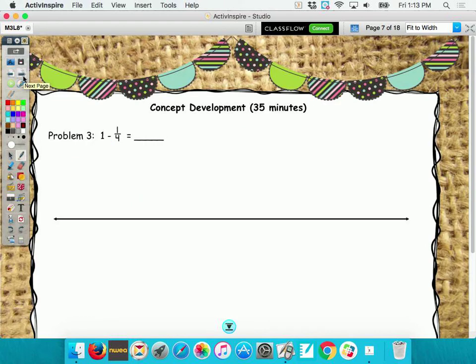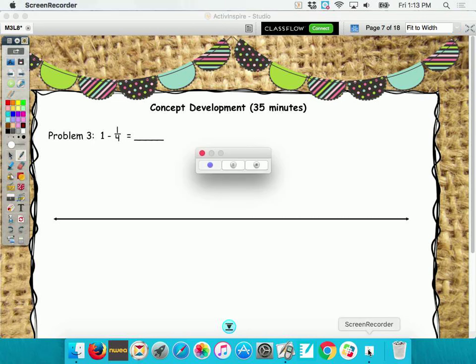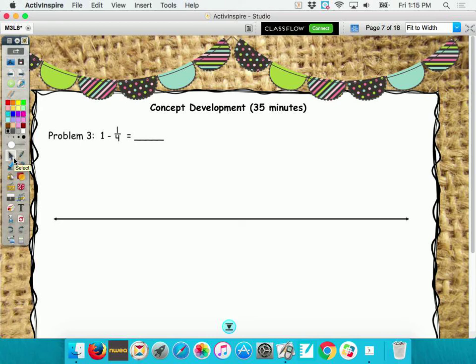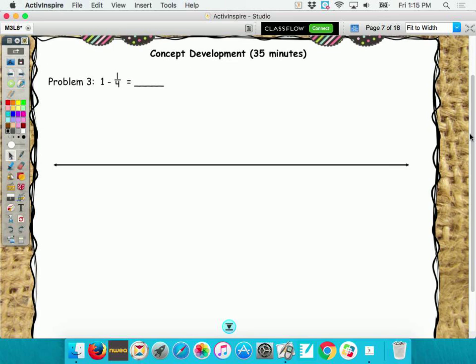Look at the next problem. It's subtraction. Okay, problem 3 shows subtraction. Subtraction's different because it starts on the right and moves towards the left. So I'm going to start on the right side of my number line. This is something you'll do every time when you're subtracting.